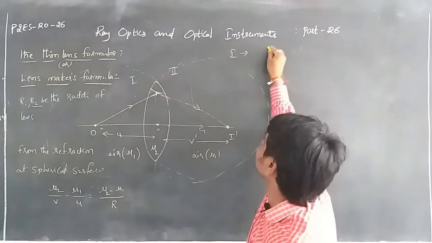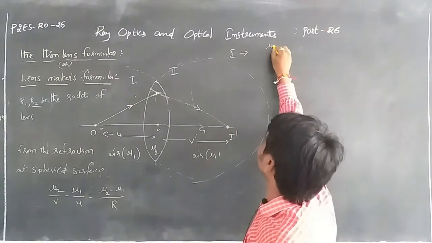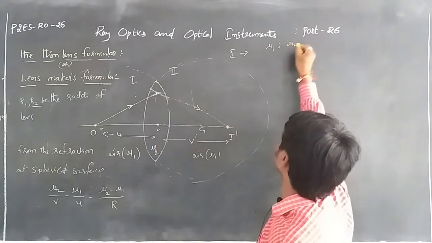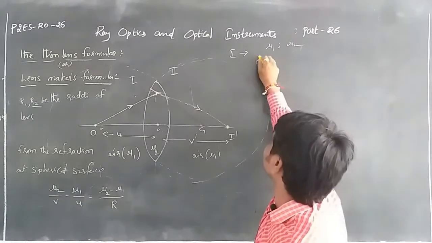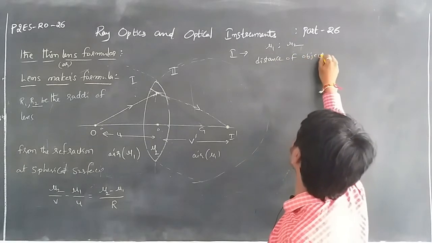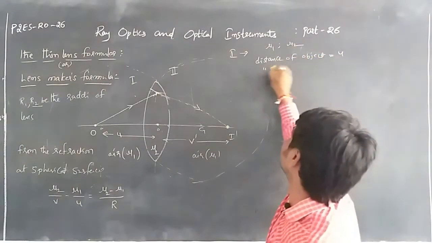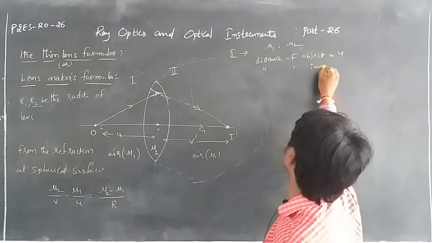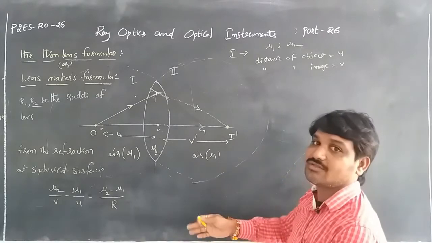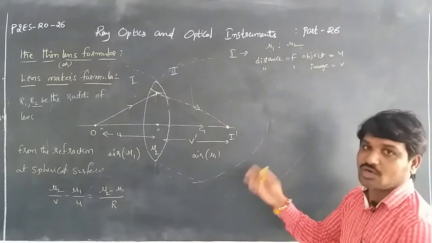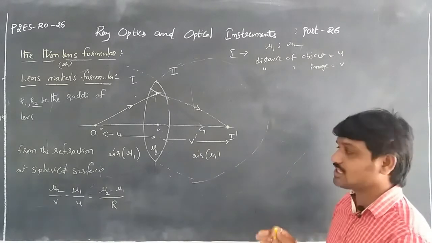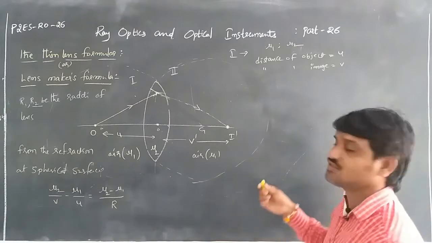Denser medium means here rarer medium refractive index is mu1 and a refractive index of lens is mu2. Here the distance of object is equal to u, and distance of image is equal to v. We are not mentioning any sign convention. We will apply the sign convention later, because if we do it now, we get confused by the calculation.